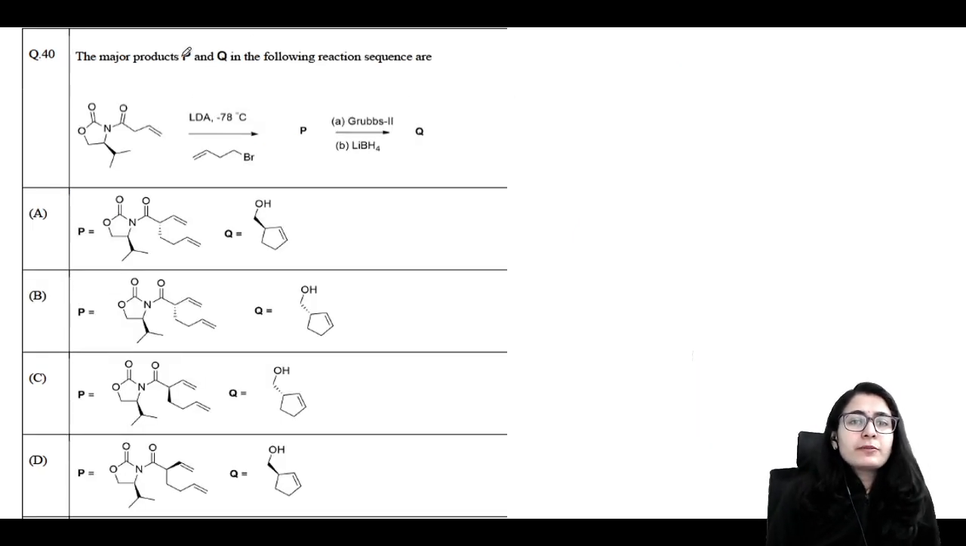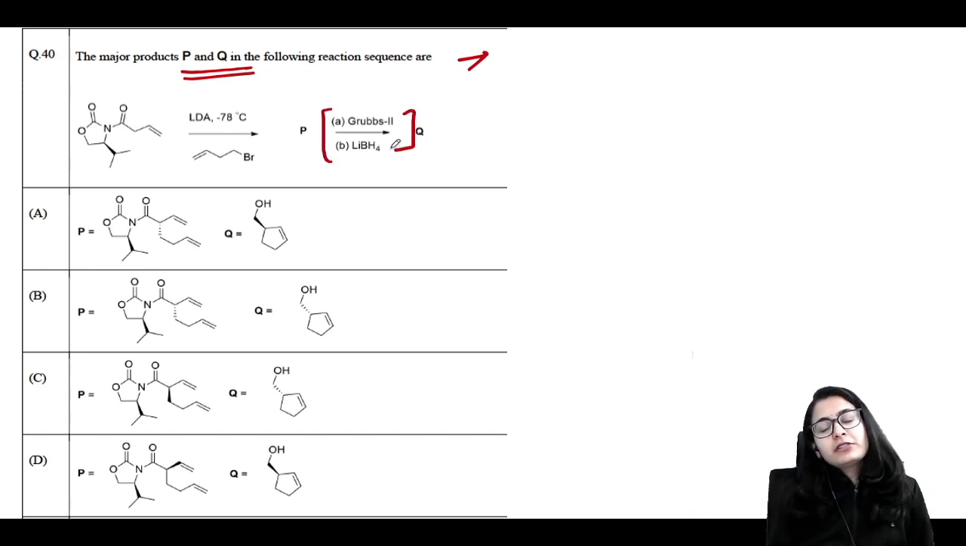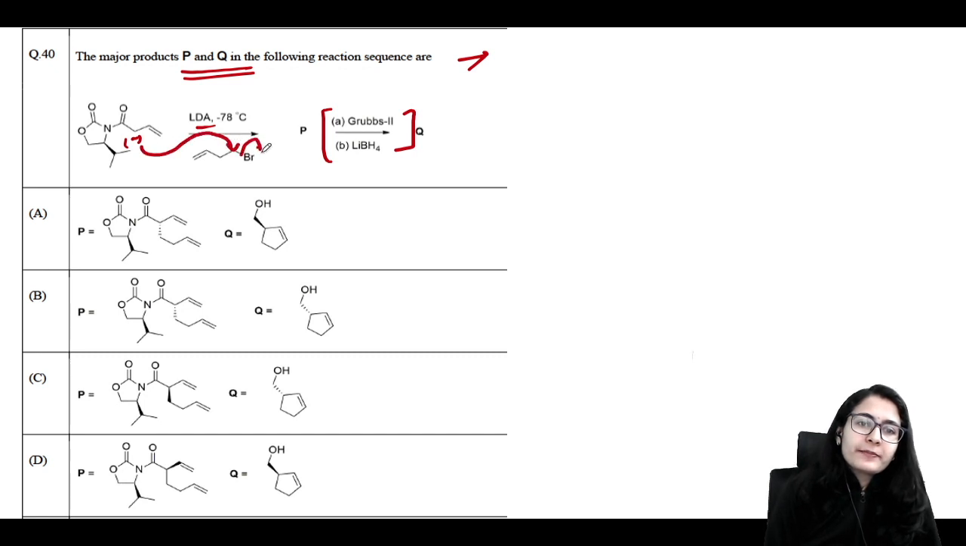Next good question. Major product P and Q in the following reaction sequence are. Now this Evans oxazolidinone has been asked various times, but just one more extra reaction is added, which is alkene metathesis. So look over here, guys. You have Evans oxazolidinone system. LDA is going to remove a proton from only one enolizable position, and then it is going to attack on the allylic or homoallylic bromide, let's say.